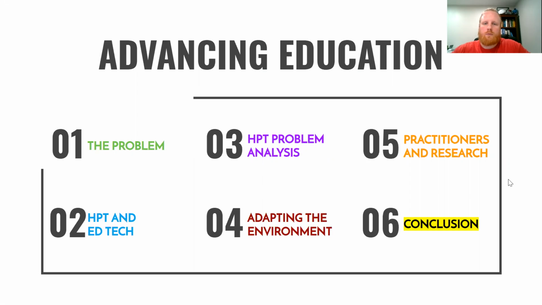The second one, for number 4, is going to be adapting the environment. How do we start to figure out how can we manipulate the environment and what needs to change to better suit the learner in education? We're then going to be taking a look at the interaction between practitioners and research, how that plays a factor into education, especially benefiting the learner. Then last, we'll have a conclusion and a wrap up at the very end here.